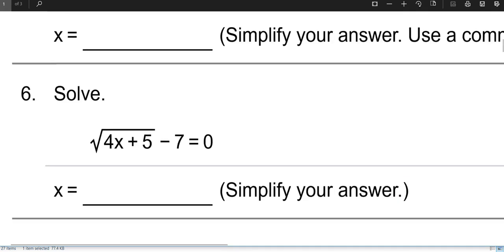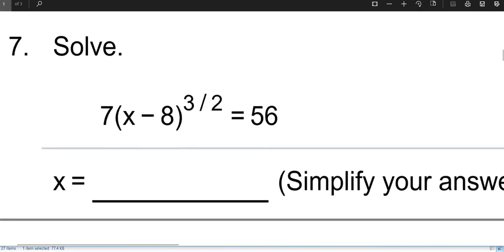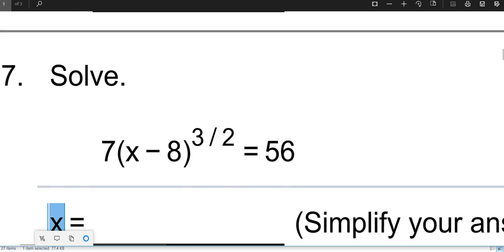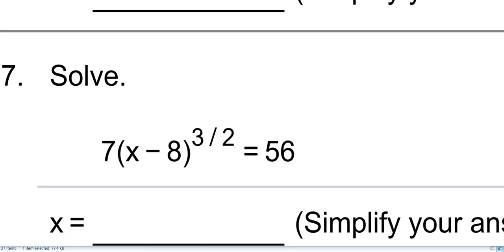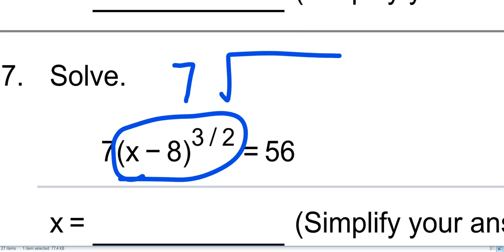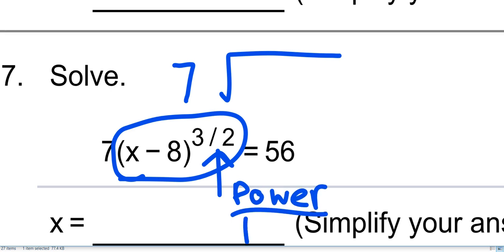Okay. Let's jump to something that's a little more interesting. I want you to write this in its radical form first. So, the question I have for you, is this part right here a square root or a cube root? That is a square root, exactly. How do we know? Because the fractional exponent, we talked about it being power on the top, root on the bottom.